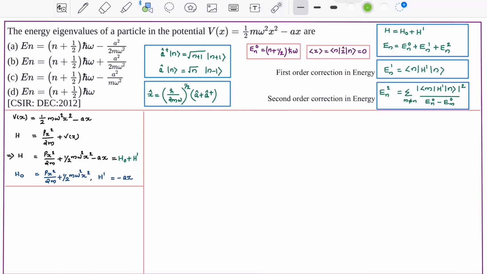So in this problem, the perturbation H dash is equal to minus ax, and using this we can calculate the first order correction in energy and the second order correction in energy, so that we can have the total energy En, that is equal to En0 plus En1 plus En2.